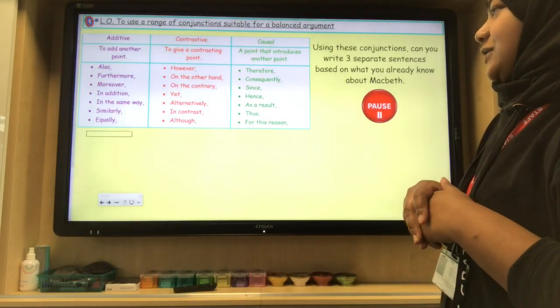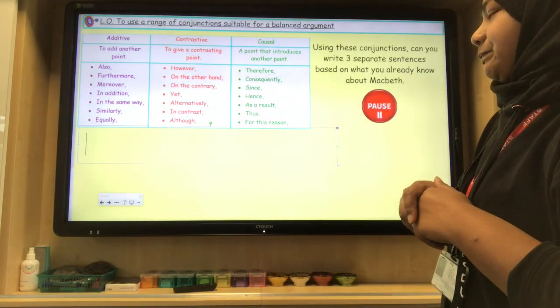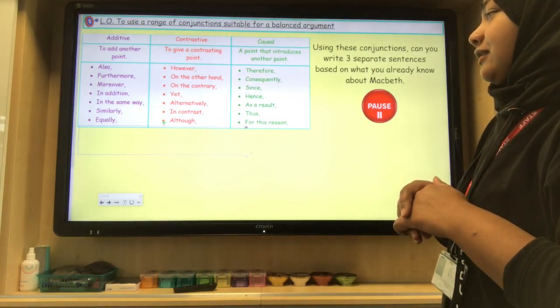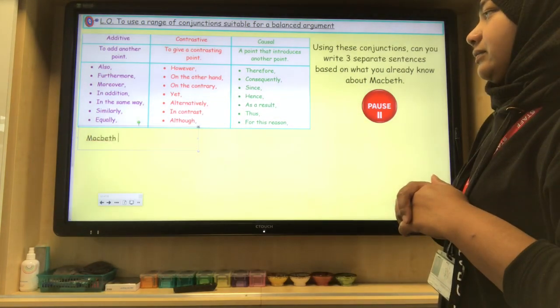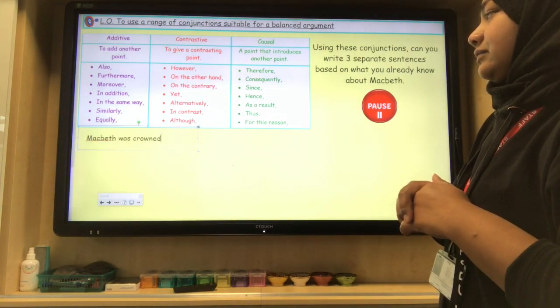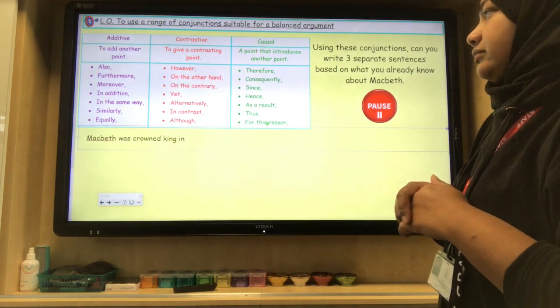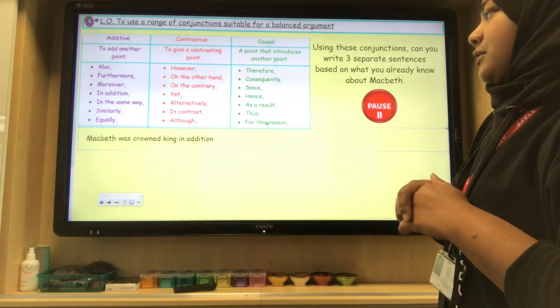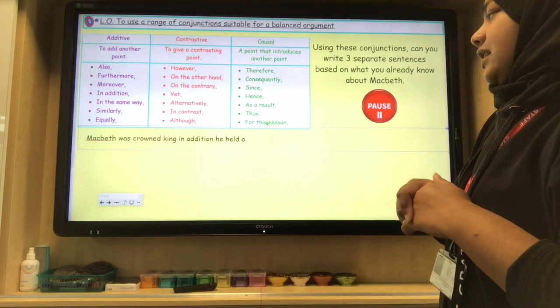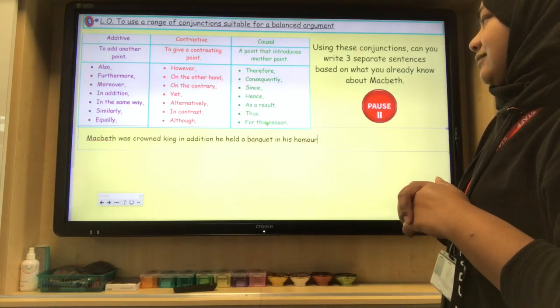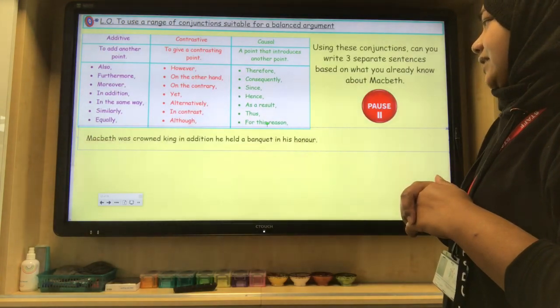So, Mr. Gale, I'm going to do an additive one first. Are you ready? Macbeth was crowned king. In addition, he held a banquet in his honour. Does that make sense? Yeah.